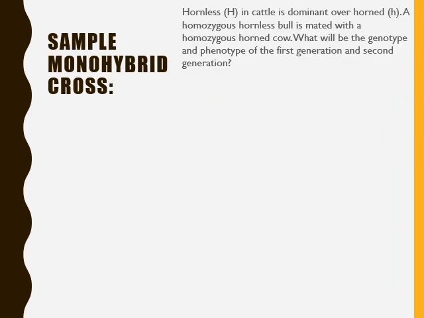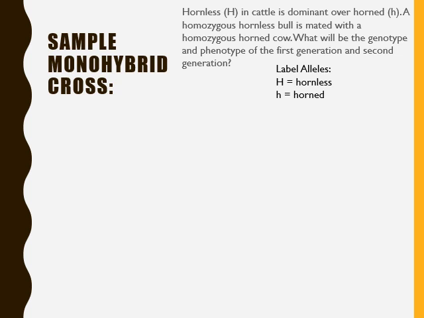So we start off with the problem. Again, the best way to do these problems is to take them one sentence at a time. Hornless in cattle is dominant over horned. Okay, step 1. Label your alleles. Always label your alleles. Big H is hornless, little h is horned. We got that from the first sentence.